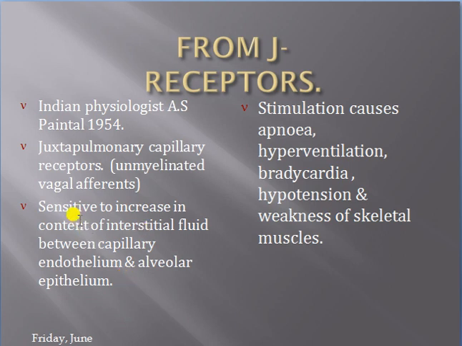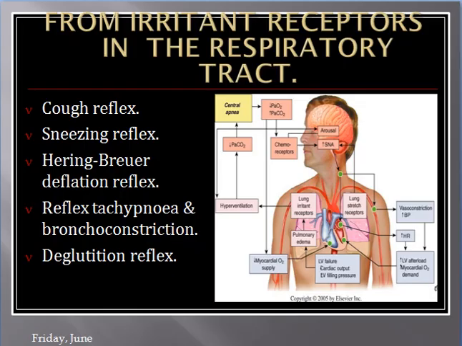See, these are the unmyelinated capillary receptors. The neurons sent to the juxtapulmonary capillary receptors are sensitive to an increase in the content of interstitial fluid between the capillary endothelium and the alveolar epithelium. So these nerves are present between the alveoli. When they are stimulated, stimulation causes apnea, hypoventilation, bradycardia, hypotension and weakness of skeletal muscle. They send information to the respiratory center present in the medulla oblongata.